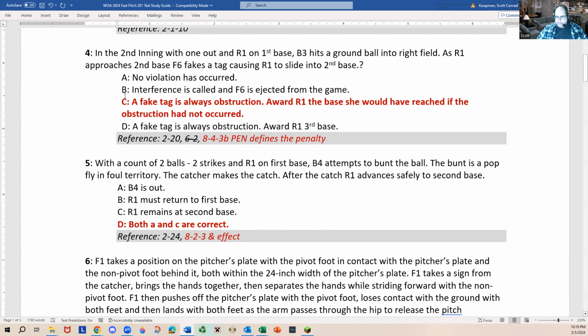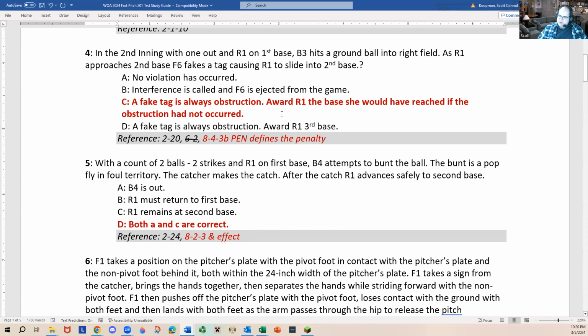And so the right answer here is going to be C. A fake tag is always obstruction. So obstruction is about, let me grab the actual language here so that we know. But obstruction is an act of the defensive team member that hinders or impedes a batter. So the fake tag caused the runner to slide, hindered them from running on through second base. That is obstruction, and it is always obstruction.